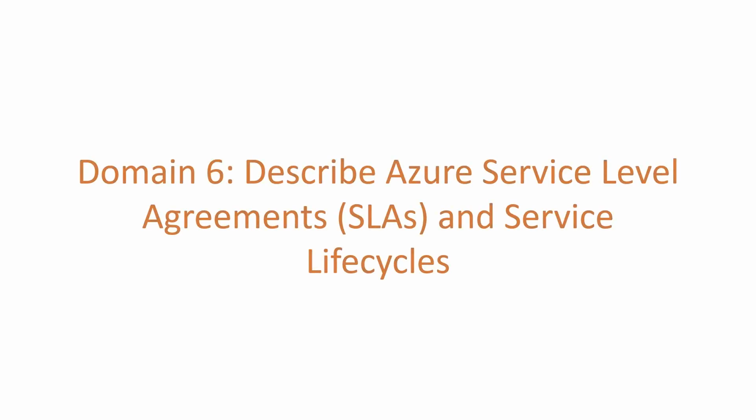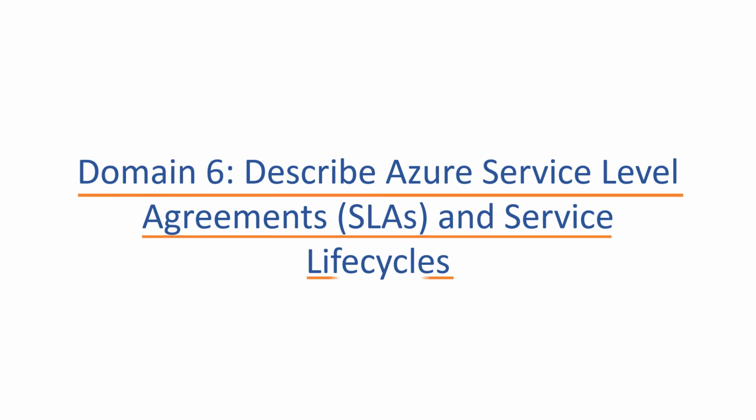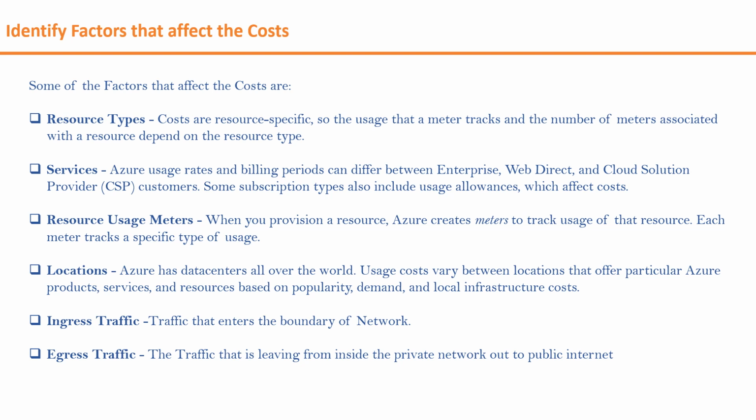In domain 6, we will look at Azure service level agreements and service life cycles. Identify the factors that affect the cost. Just like your on-premise equipment cost, there are several elements that will affect your monthly cost when using Azure services. Let's look at a few of our primary factors including resource types, services, locations, ingress and egress traffic.